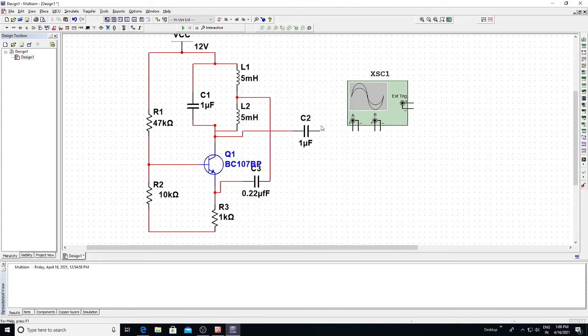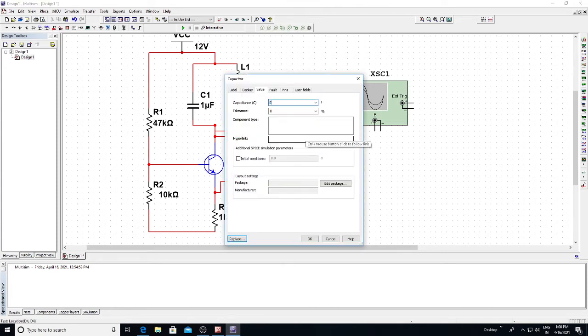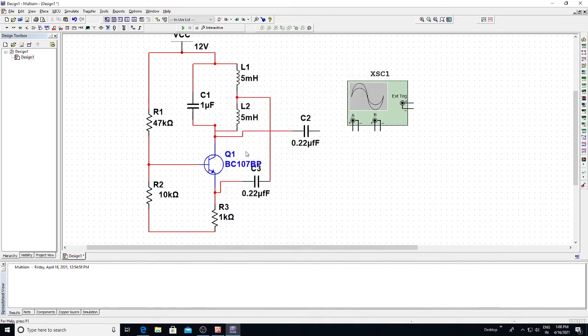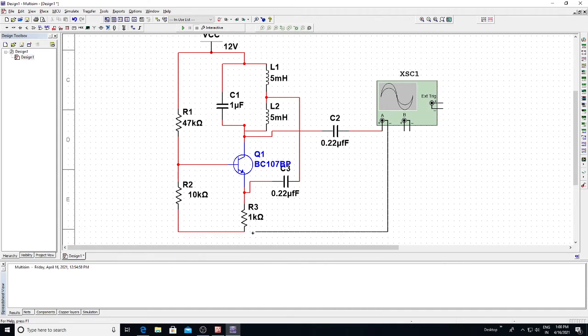and here the output capacitor is 0.22 microfarad. And here if you see, we have a variable now to connect the output to this capacitor, and this is connected to the ground, and connect the ground also.